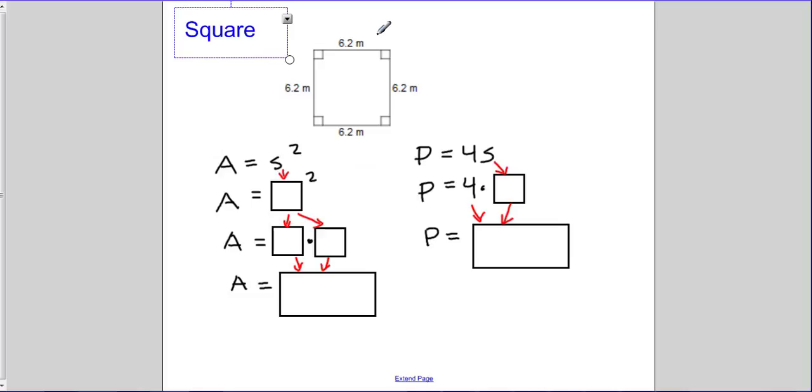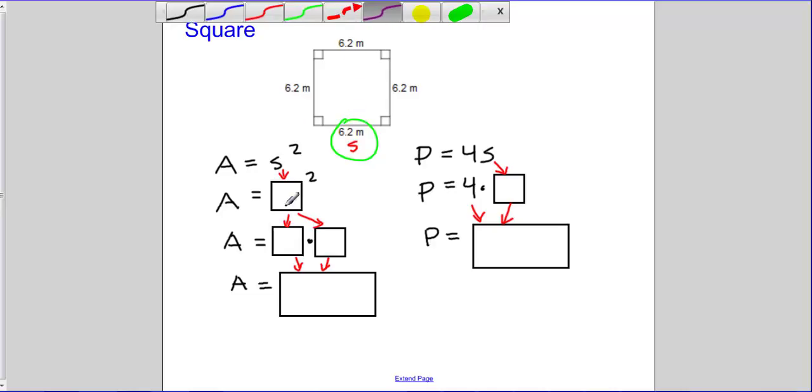Okay, a square is just a special case of a rectangle. S is the length of a side. All the sides are equal. So the area here is S squared, so I just replace S with 6.2, so I have 6.2 squared, which means 6.2 times 6.2.